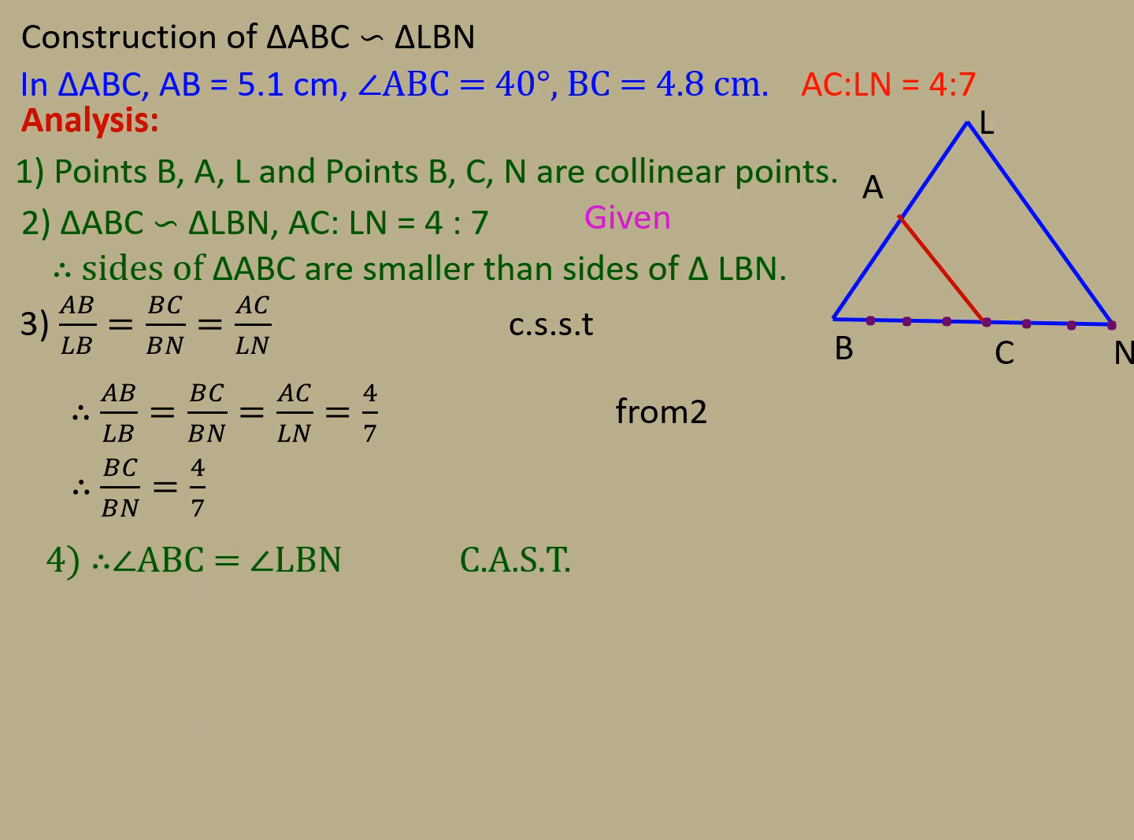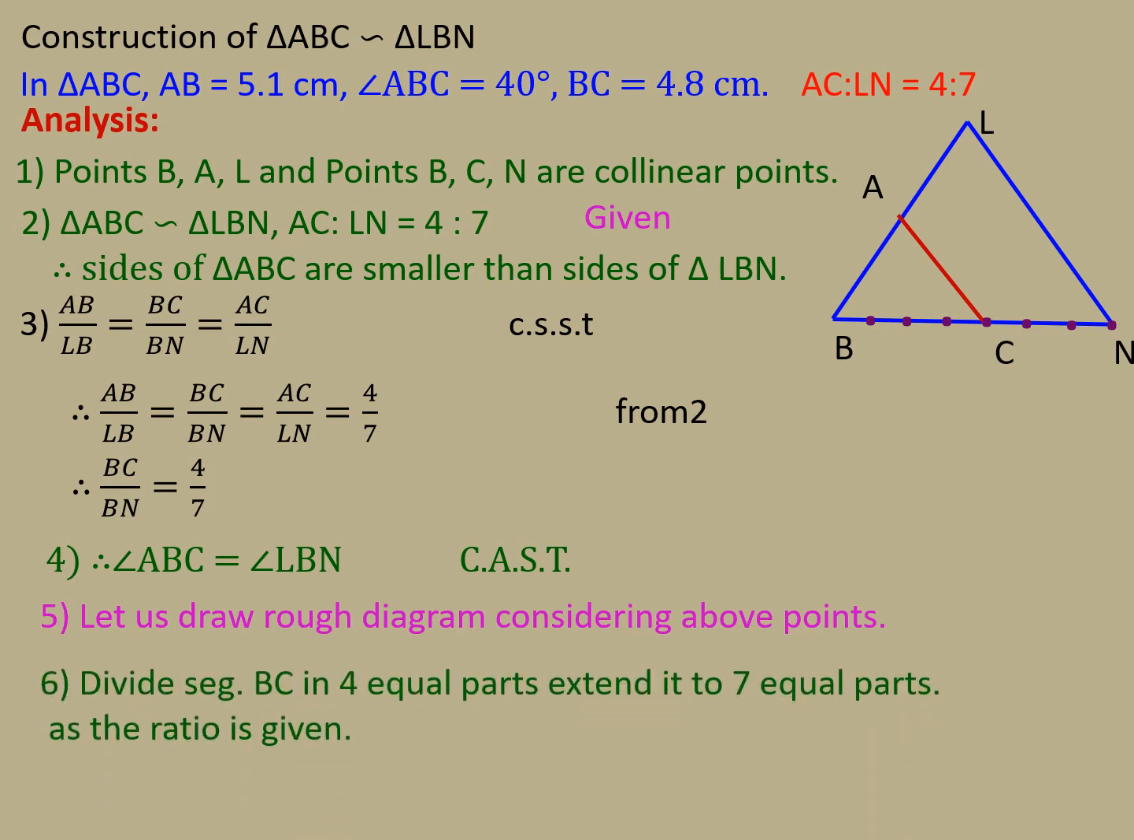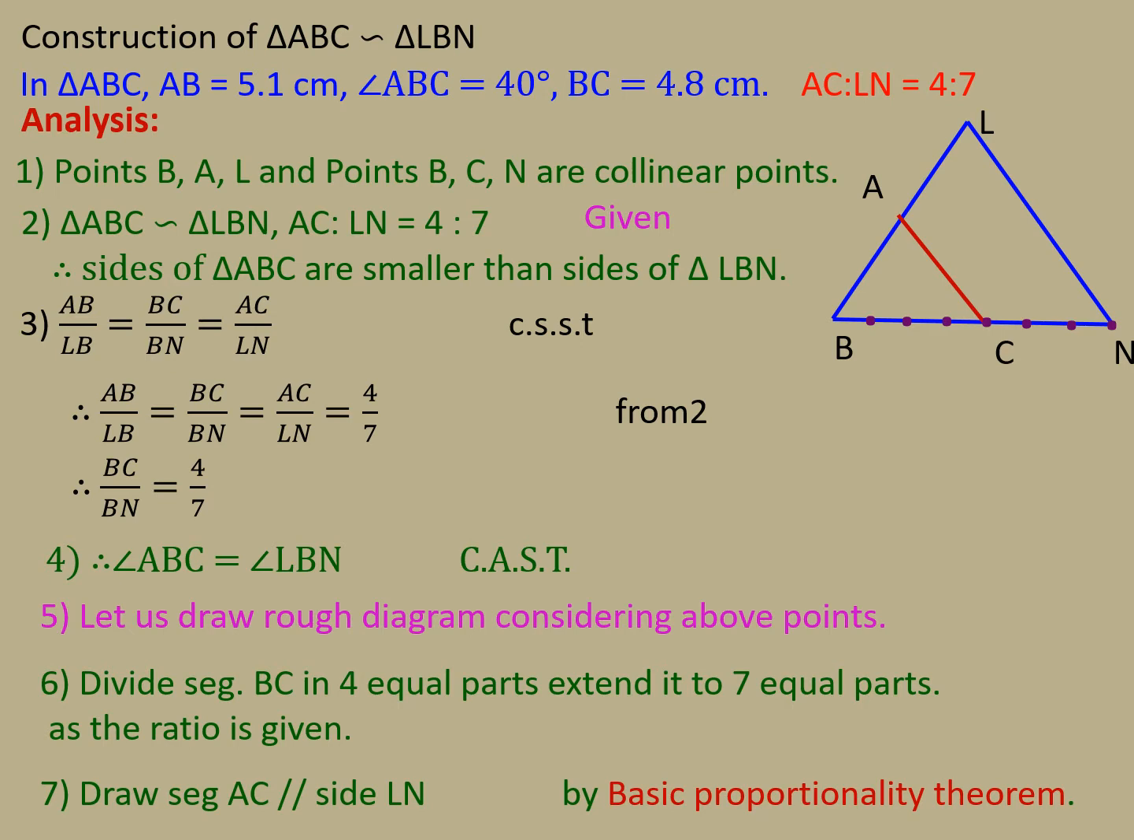The next line, angle ABC equals angle LBN, both will be equal to 40, corresponding angles of similar triangles. Let us draw the rough diagram considering the above. As you can see above already, divide BC in 4 equal parts. You can see that BC has 4 equal parts in the diagram. We extend that BC till N and we will have a total of 7 parts as it is given in the ratio. So we will draw AC parallel to LN by the basic proportionality theorem. Now let us see what steps we will take to construct it.